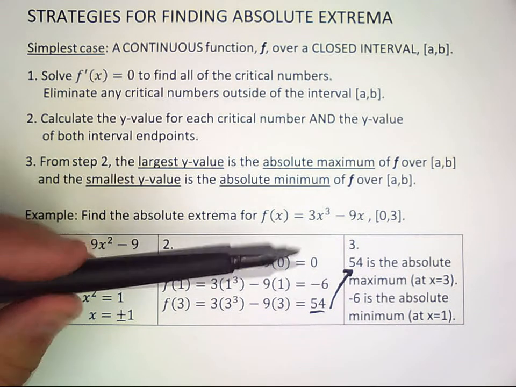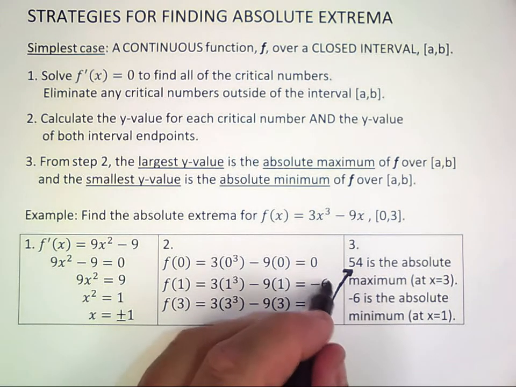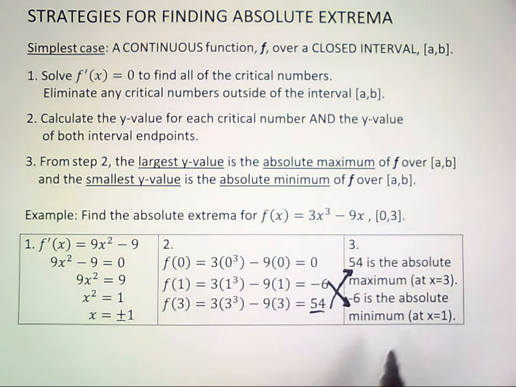Then you look for the smallest y value. Well, obviously, negative 6 is the smallest of the y values, so negative 6 is the absolute minimum, and it occurs at x equal to 1. The absolute minimum is negative 6, and that negative 6 occurs when x is equal to 1.